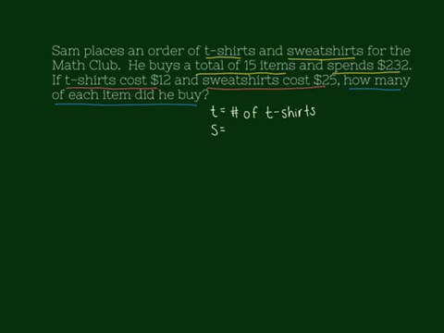And S will be the number of sweatshirts. So we know 2 things here. We know how many items he bought, and we know how much he spent. So those are going to be our 2 separate equations. So we know that altogether, total, which remember means addition, he bought 15 items. So the number of t-shirts plus the number of sweatshirts has to be 15 because that's what he bought.